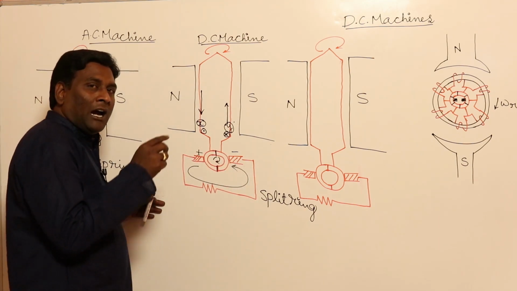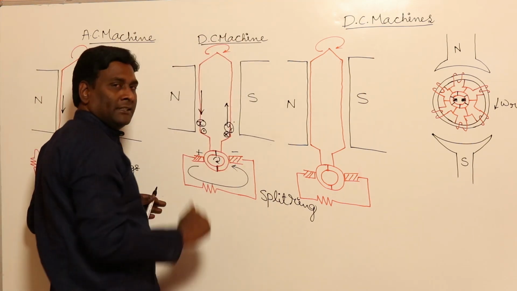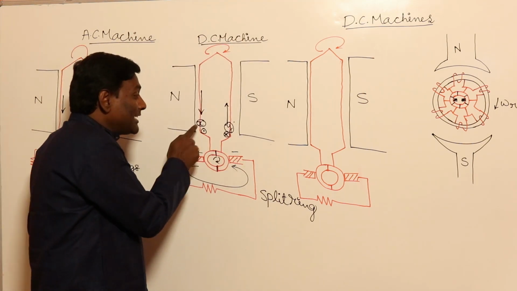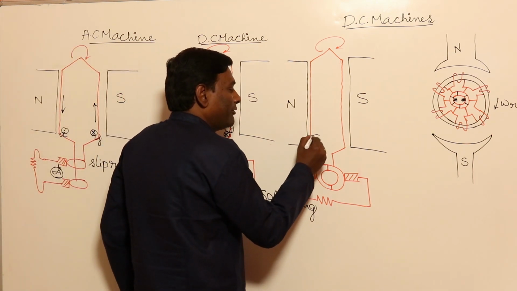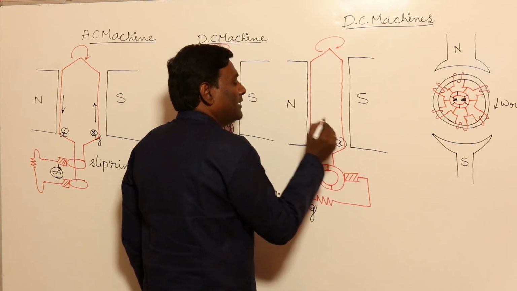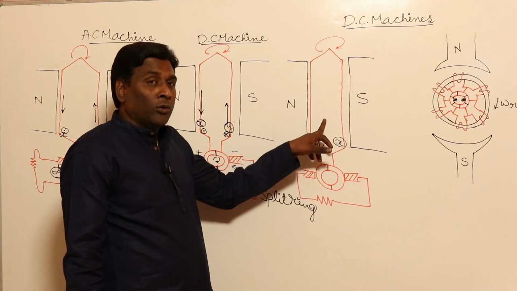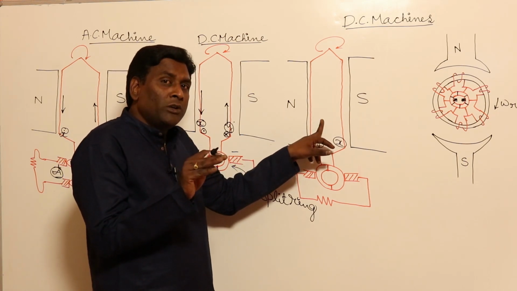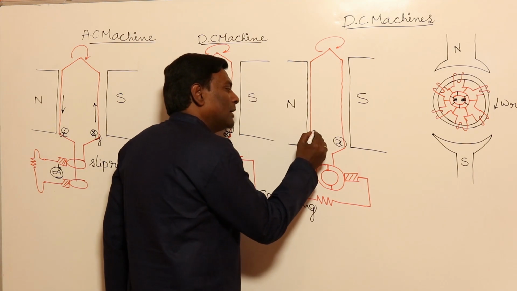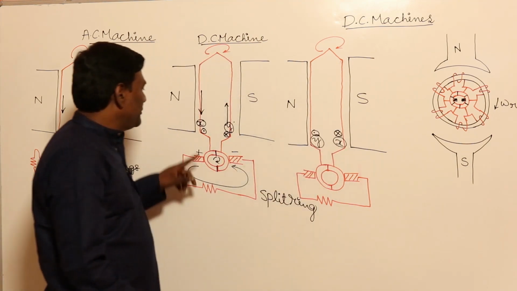For example, after 180 degrees rotation, what will happen? Let me rotate this by 180 degrees. After that, Y conductor will be placed here, X conductor will be placed there. So this is going to be conductor Y, this is going to be conductor X after half of the revolution. Under N pole, which type of induced voltage will be there? Dot. So under N pole region it is going to be dot, under S pole region it is going to be cross, same as before.